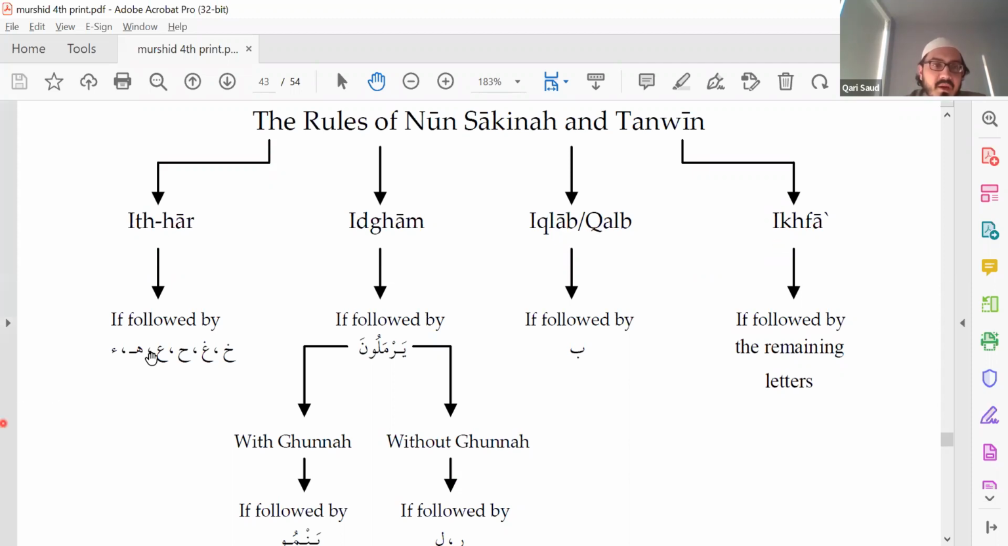Yanhawna, example of ha. There's a noon sakina followed by ha. Yanhawna, or a hamza, yan'awna, or ayn, an'amta, and so on and so forth. Min khawf. Min, and then kha, khawf. Or min ghayri, mun khaniqa, and so on.